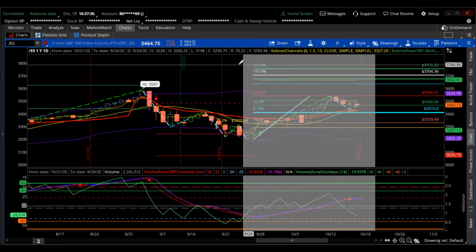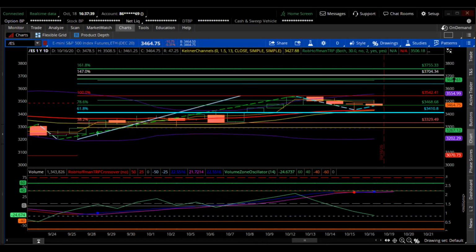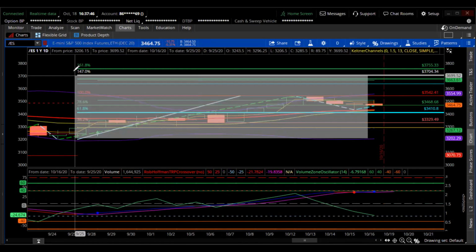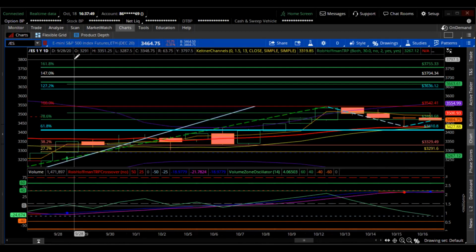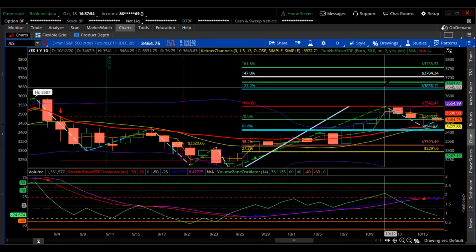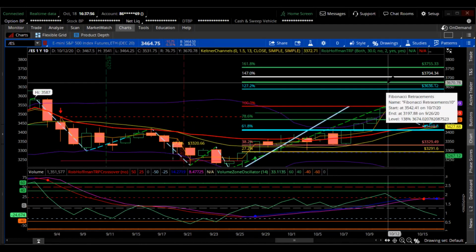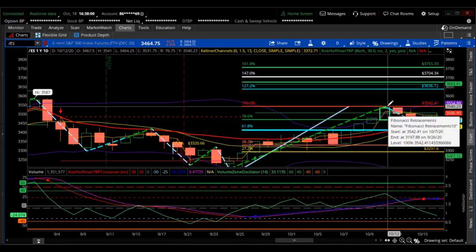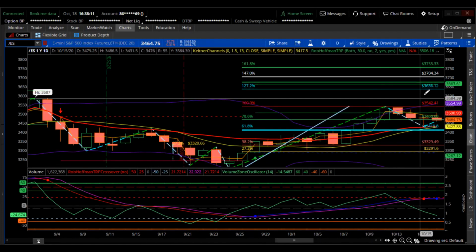Now, if we do go higher, let me see if I can change some settings. Let's see. Get that a little bit bigger. So if we do go higher, I'm looking at this level. This is about 36.74, which would be my target once we get above the 100 level, which is here above this top. We need to get above there.